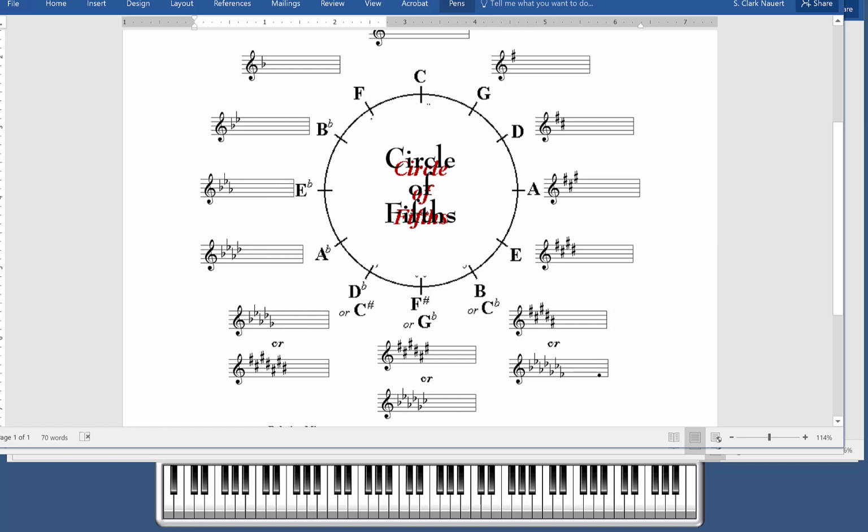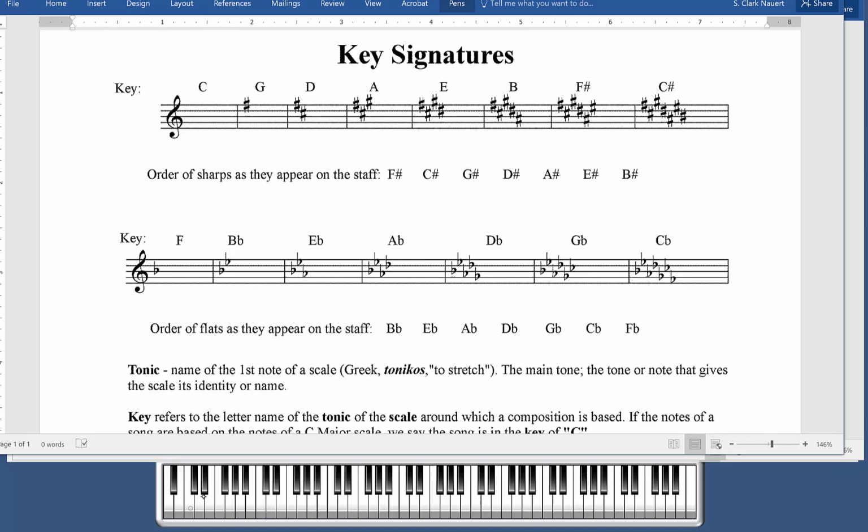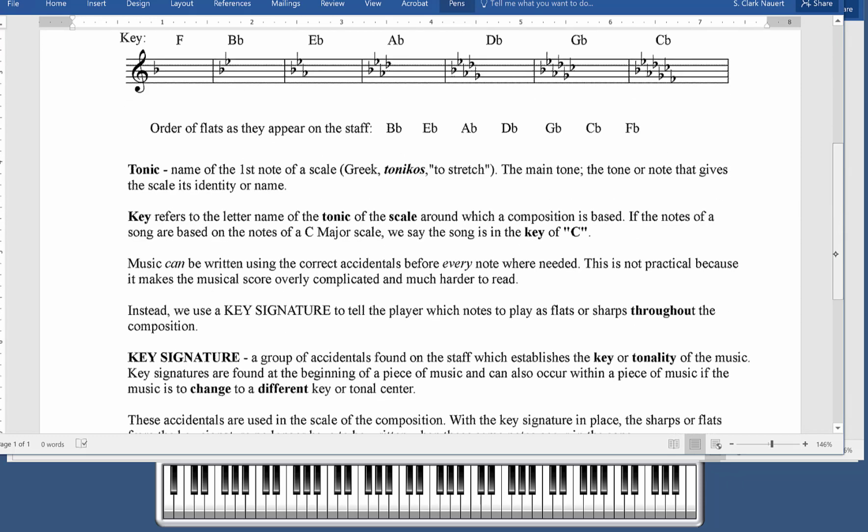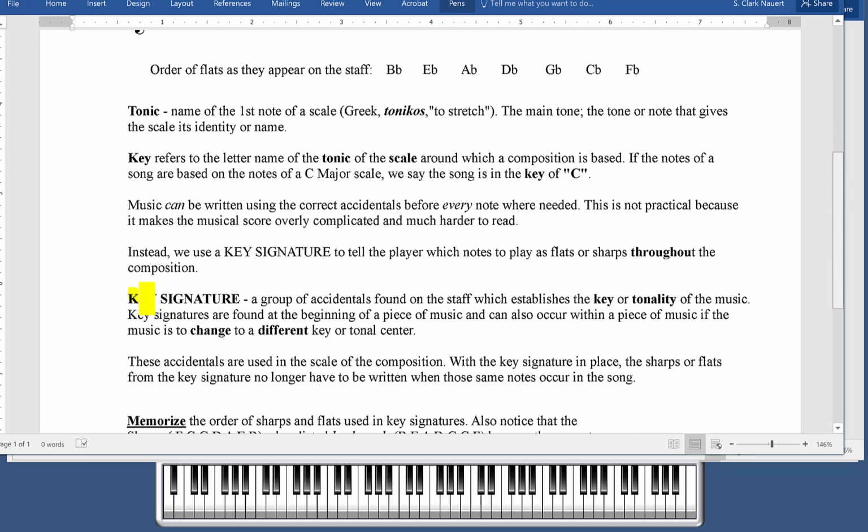Let's talk about the definition. It will be on the test, the definition of key signature. On page 22 in the workbook, it is about halfway down the page. And see the big bold key signature starting off that paragraph. And really that first sentence is all you need. Key signature is a group of accidentals found on the staff which establishes the key or tonality of the music.